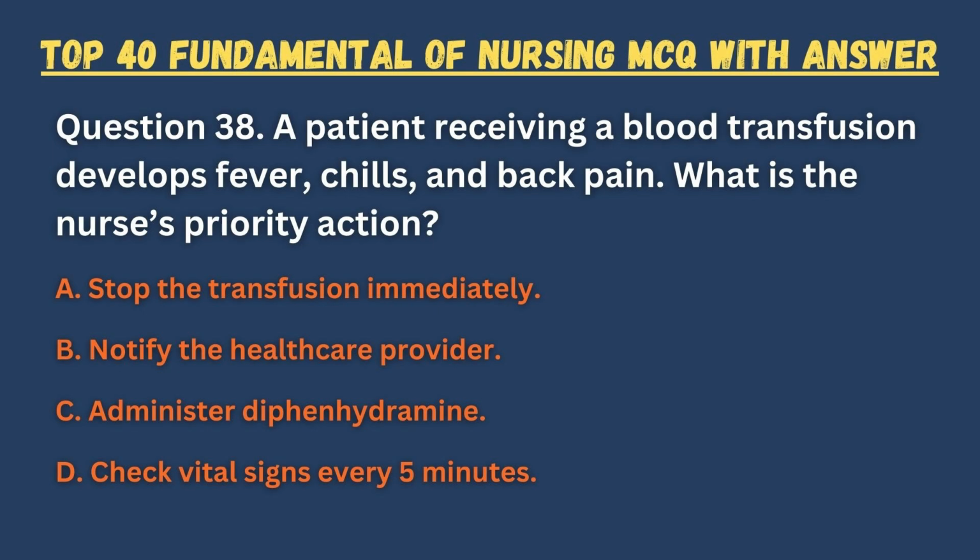Question 38. A patient receiving a blood transfusion develops fever, chills, and back pain. What is the nurse's priority action? A. Stop the transfusion immediately. B. Notify the healthcare provider. C. Administer diphenhydramine. D. Check vital signs every 5 minutes.